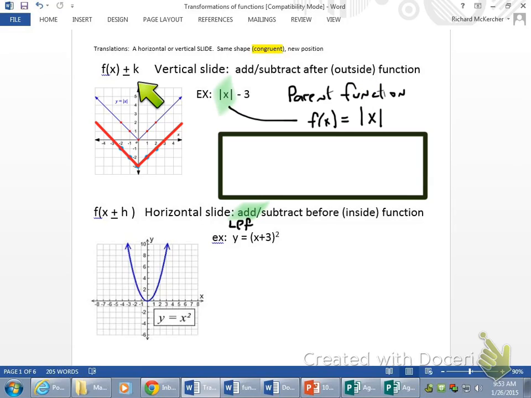example right here, plus or minus k is on the outside of the function, then it's a vertical slide. In other words, it's a translation. It's a slide up and down.